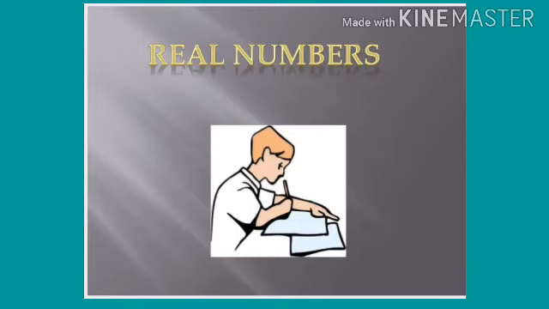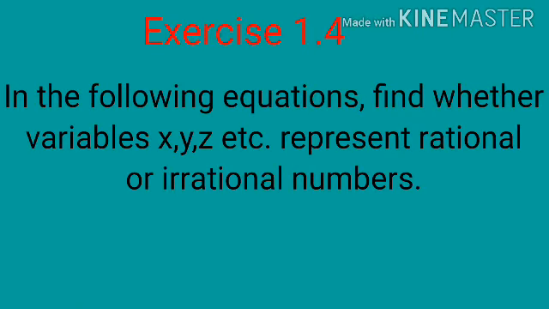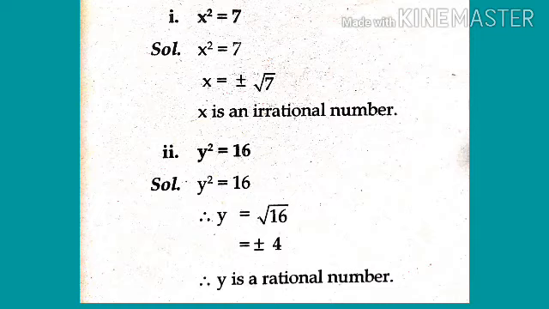In this video, you are going to learn exercise 1.4 problems related to chapter 1, real numbers. In the following equations, find whether variables x, y, z, etc. represent rational numbers or irrational numbers. Solution for the first question: x square is equal to 7. Then x is equal to plus or minus root 7. We know that the square goes to the right side and becomes a square root. Therefore, x is an irrational number since 7 is not a perfect square. So, root 7 is an irrational number.